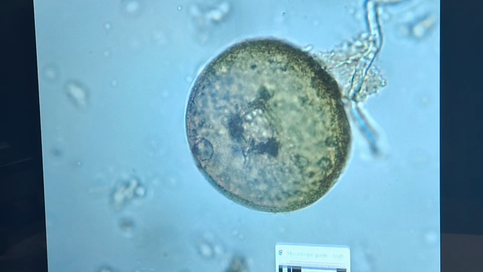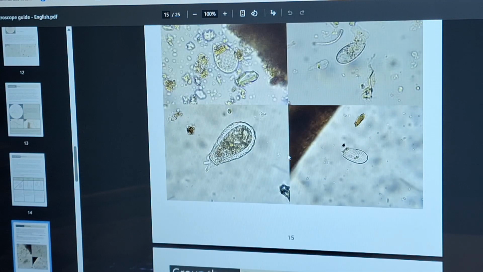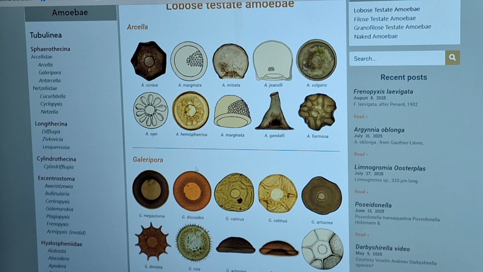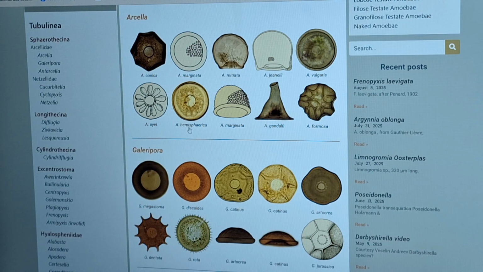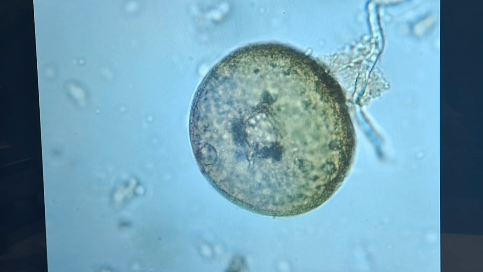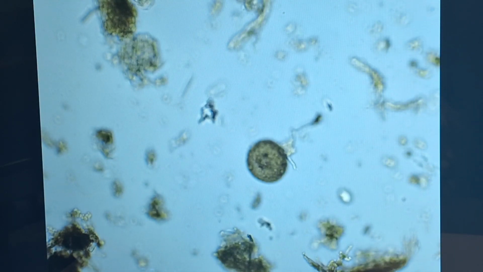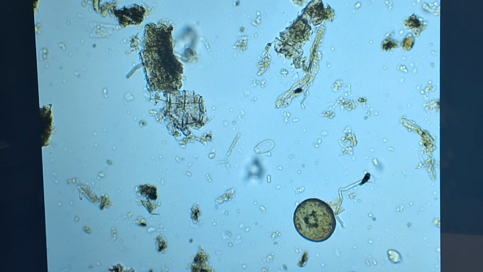We'll have a look at that on the JPEG or PDF. I have it on this website. Could be any one of these, I guess. It's really hard to tell, but these are all different shelled amoeba. We're just looking at it from the top rather than the side. I know there's another testate right next to it, I believe I saw. Right there. Oh, and there's a tail of a nematode, I'm sure.